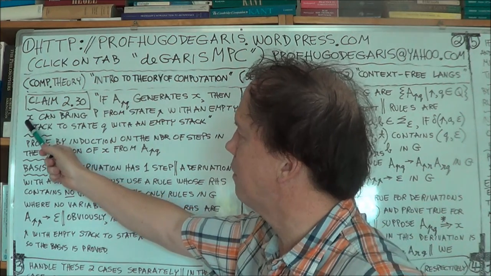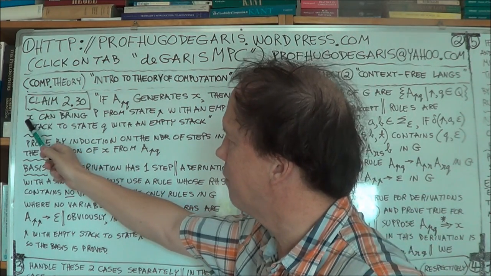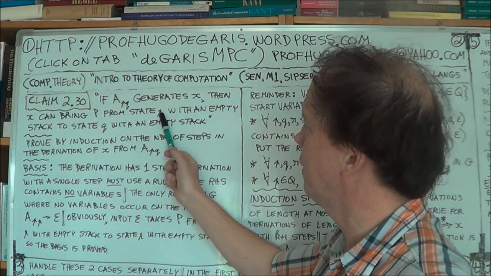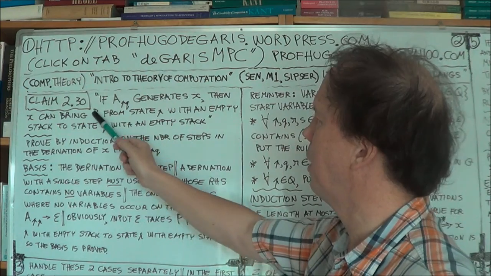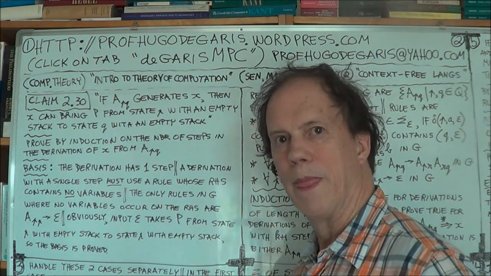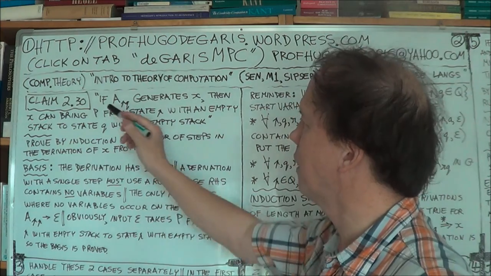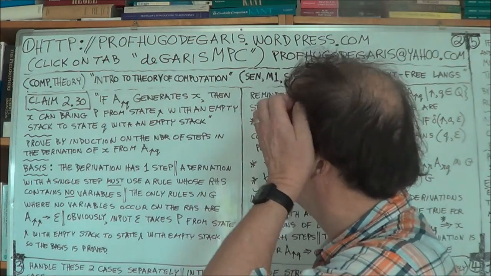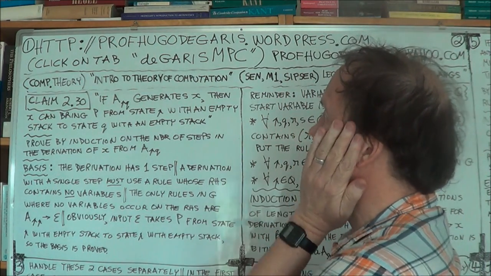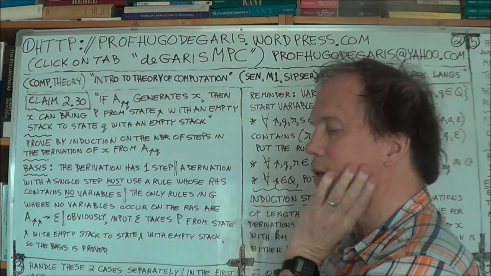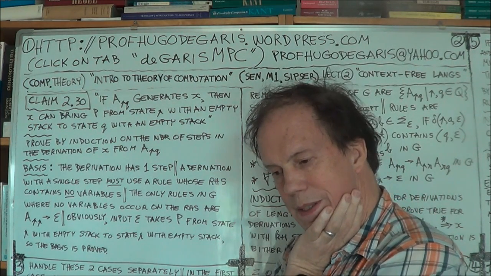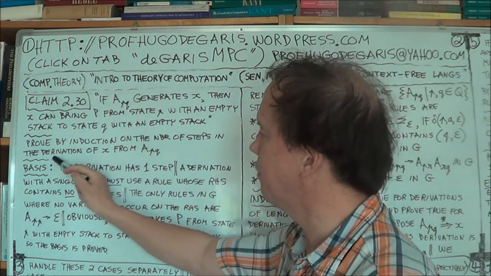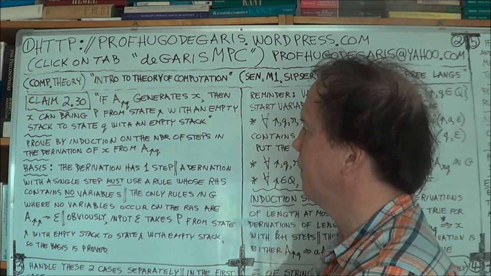So when the PDA reads this substring X, starting in state P, it'll end up in state Q, with both states having an empty stack, right? At the start reading time and the end reading time of that substring, as the substring goes into the PDA. And we're going to prove this by induction, and typically induction involves some kind of integer. And in this case, what's the integer? Well, it's the number of steps in the derivation of X from this variable.